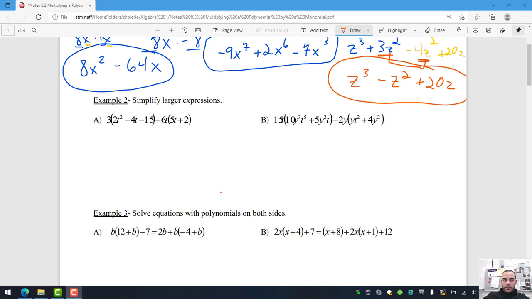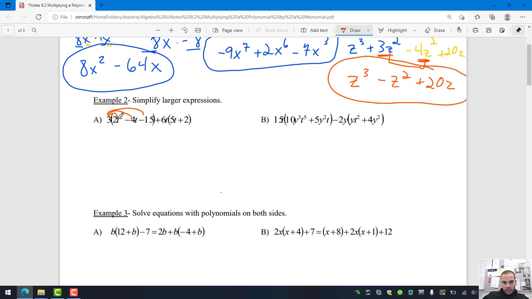All right, same sort of process here. The questions are just slightly more complicated. It says simplify the larger expressions. Okay, but the process is still the same. The first thing I have to do is distribute. I see 3 times all of this stuff on the inside. First step, let me draw my arrows. Here, here, and here.